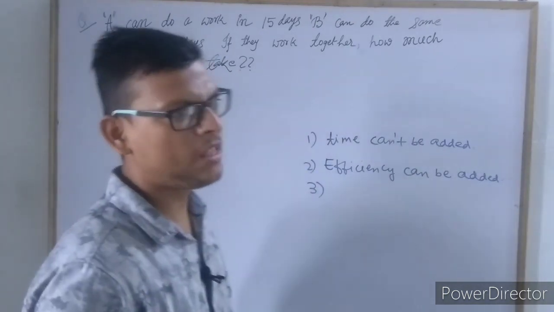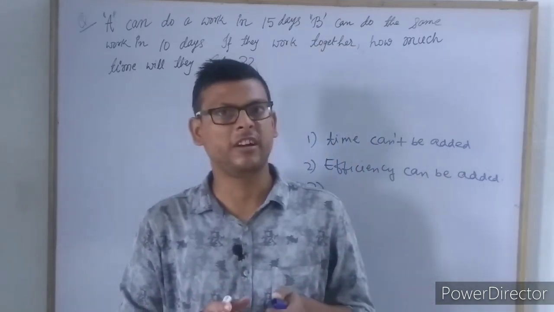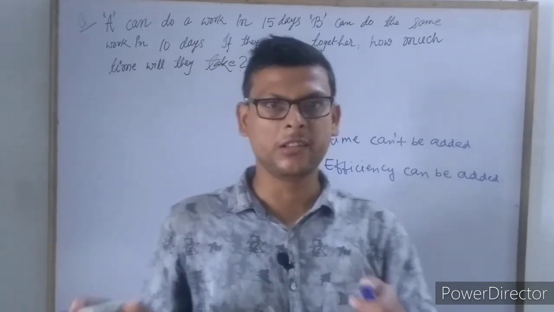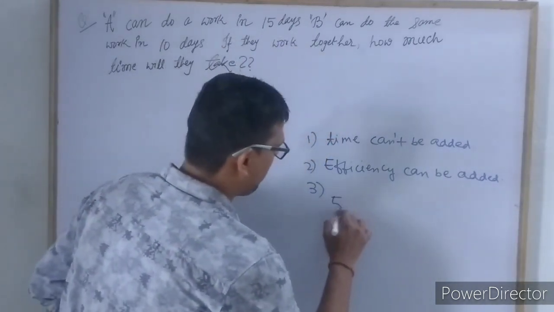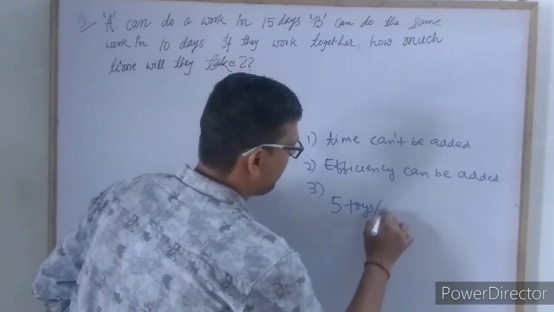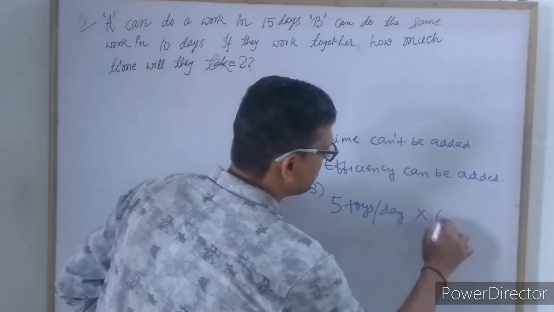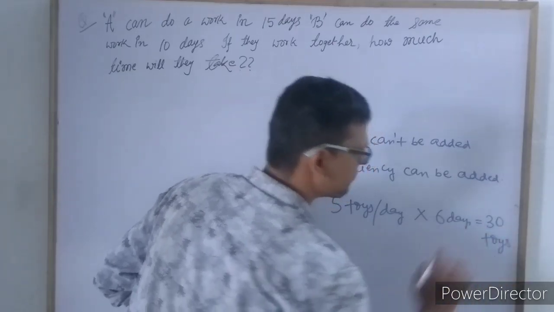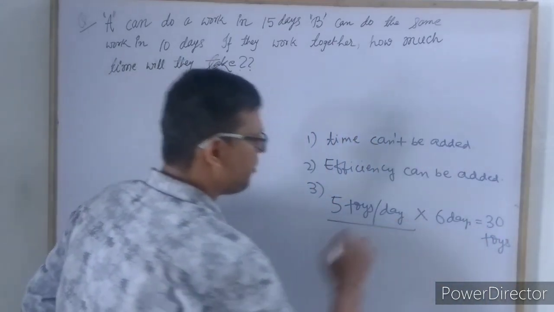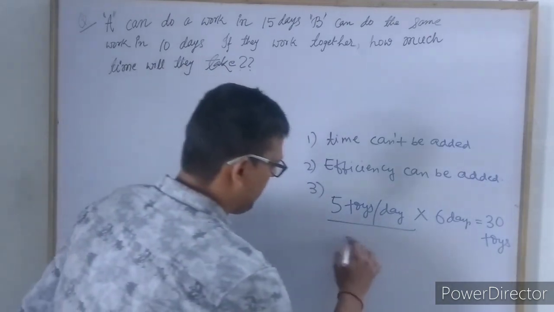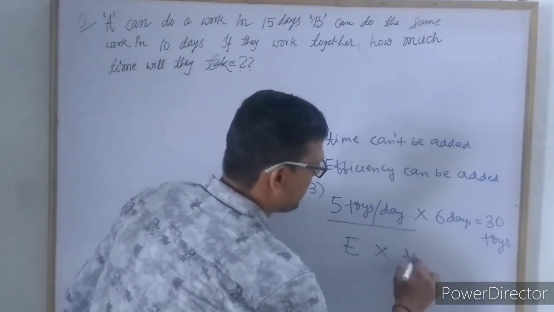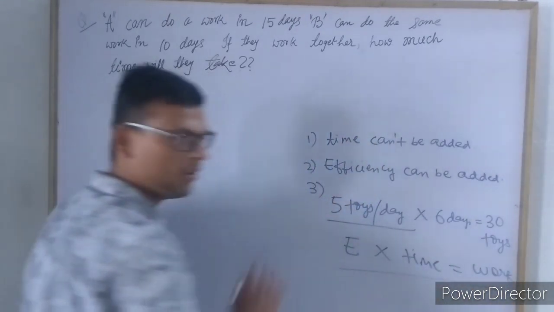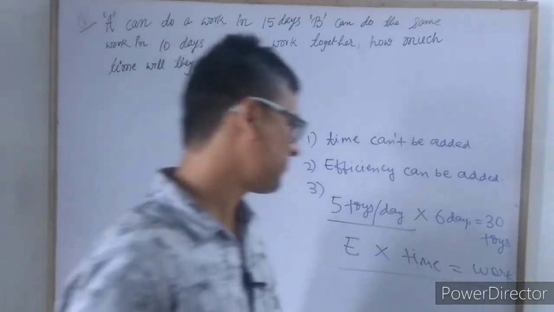Now see, if I can make 5 toys in one day, how many toys will I make in 6 days? 5 multiplied by 6. So if I can make 5 toys per day, in 6 days I can make 30 toys, isn't it? So this is my efficiency, toys per day, and this is time. So efficiency into time is equal to work. This is my formula.